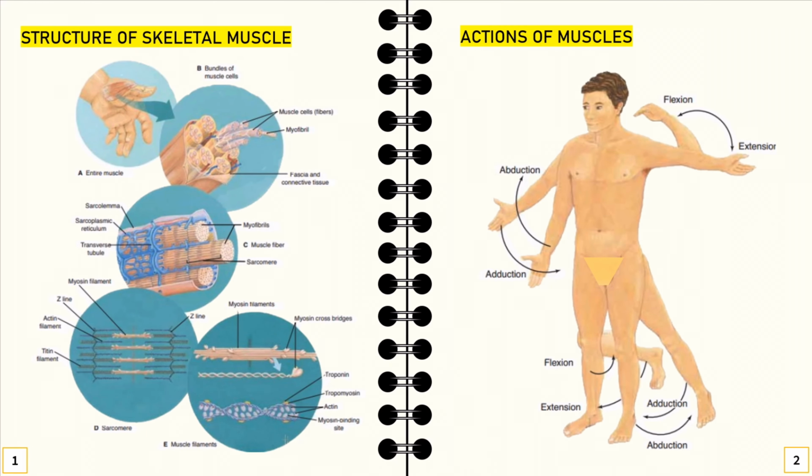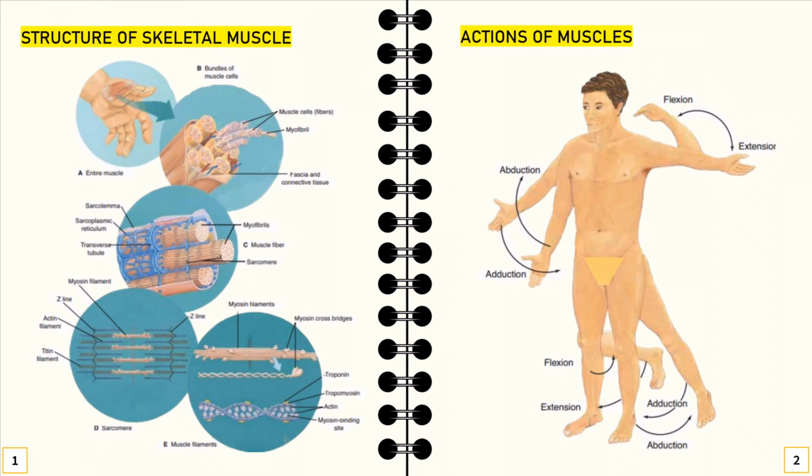So on page 1, as you guys can see, this is the muscle structure where all the muscles are specialized for contraction. When the cells contract, they shorten and pull a bone to produce movement. Each skeletal muscle is made of thousands of individual muscle cells, which may also be called muscle fibers.